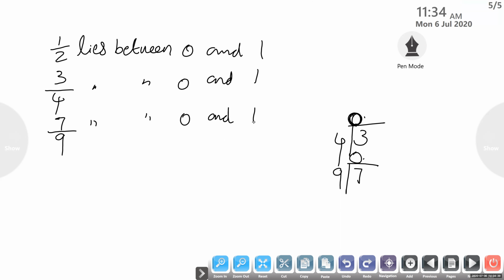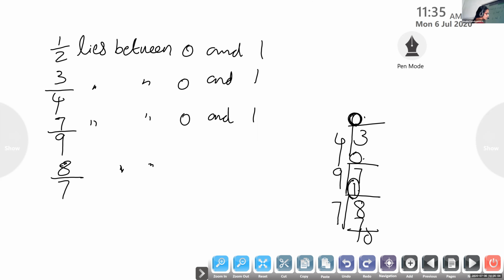And one more. 8 by 7. 8 by 7 lies between 1 and 2. Ma'am, 8 divided by 7, the integer part is 1 point. So find the integer part only, which is 1, and the next number is 2. So it lies between 1 and 2.